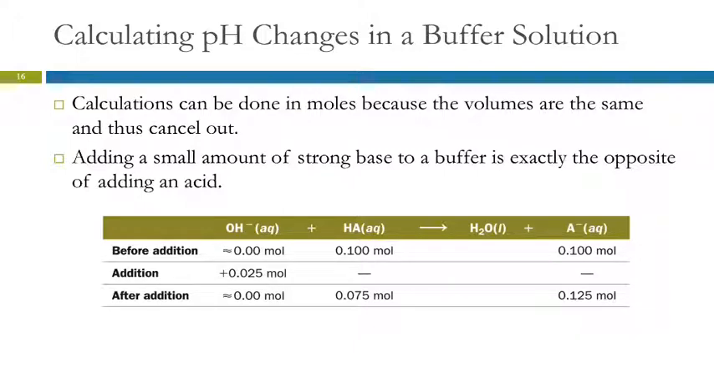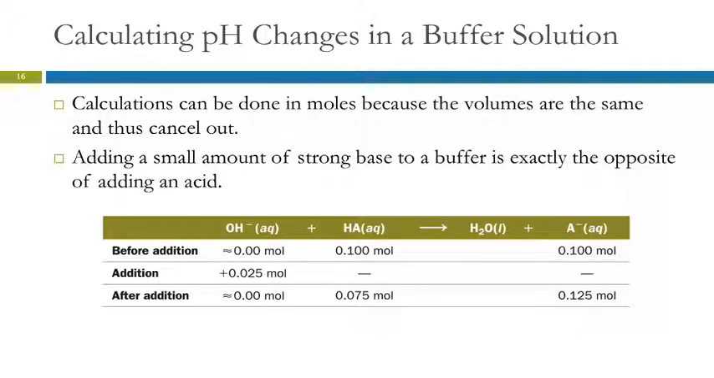So we can do these calculations in moles because the volumes are the same. The equilibrium constant, the Ka, does use molarity, it doesn't use moles. But in this solution where the volumes are all the same, the volumes are going to cancel out. And so that's why we can just stay with moles.